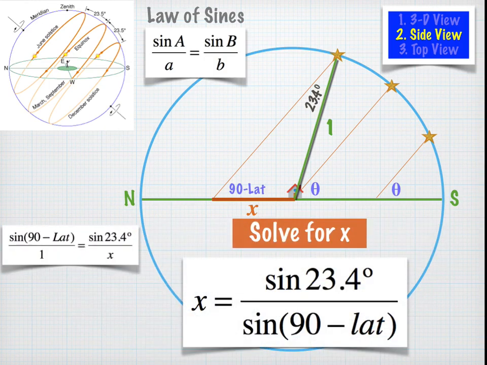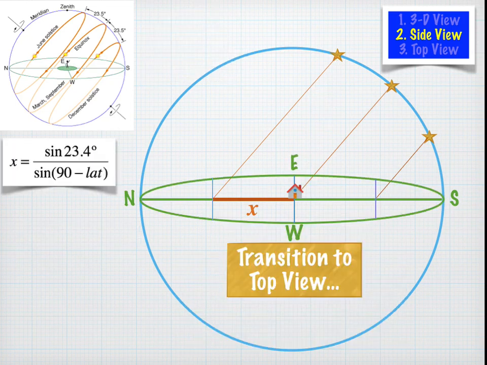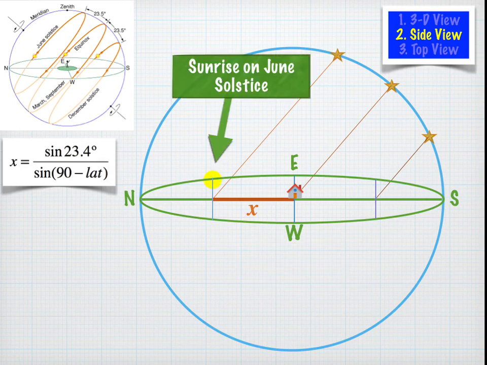So there's the law of sines. We solve for X. We get X to be the sine of 23.4 degrees over the sine of the quantity 90 minus our latitude. All right, and we're going to file that off to the side. We're going to use that in a few moments. So now we're going to transition to a top view. So the thing we want to keep in mind is where the sun is rising on the June solstice.